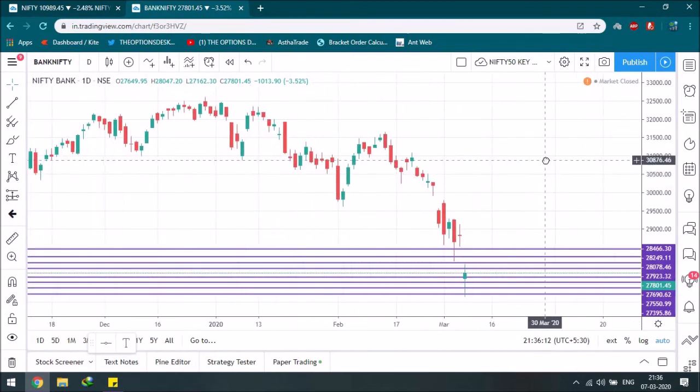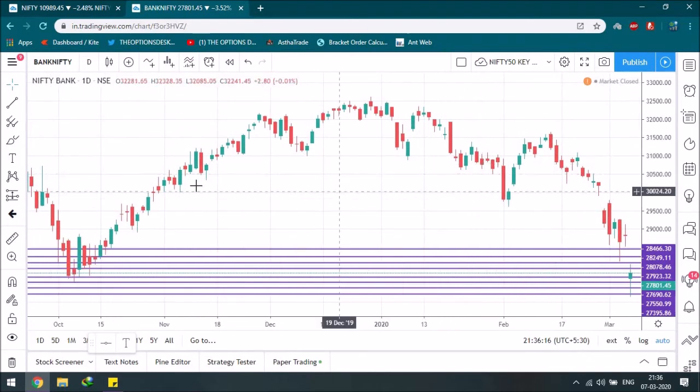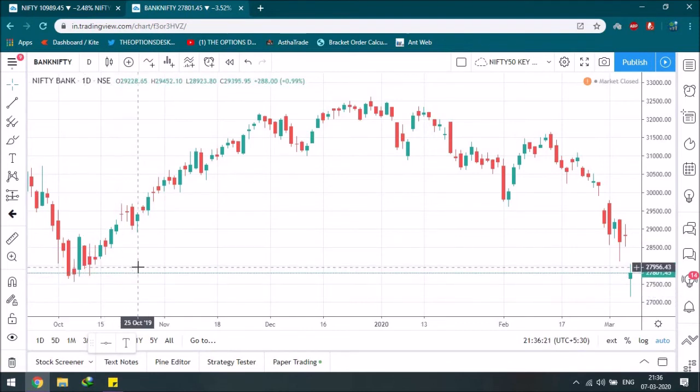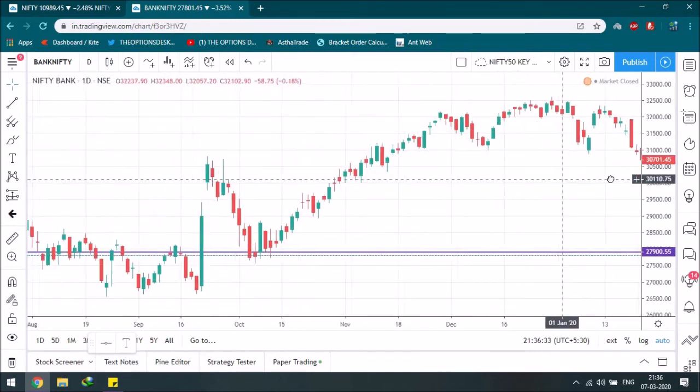Now let's see what mistake a layman can make. Obviously, I've also made mistakes in the past. Let's delete these levels now. I can also mark a level at this particular point, which is 27801. That's no problem. What is the level at this particular point? Bank Nifty is at 27801 and its volatility is around 50 to 60 points.